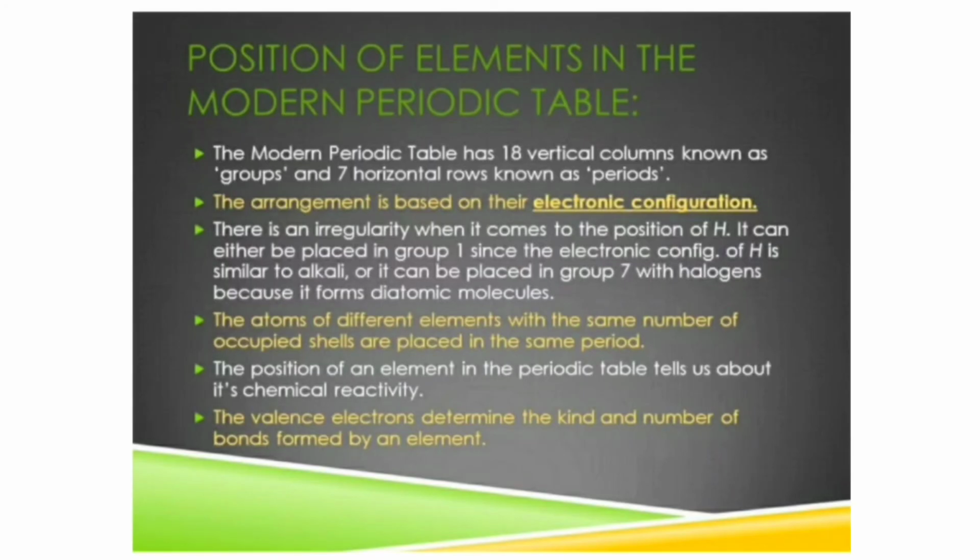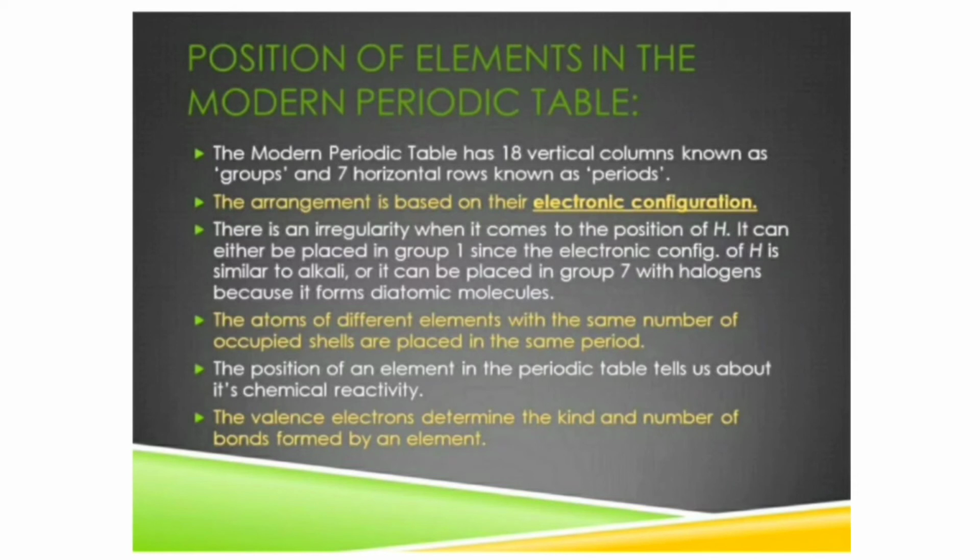Position of elements in the modern periodic table. The modern periodic table has 18 vertical columns known as groups and 7 horizontal rows known as periods. The arrangement is based on their electronic configuration. There is an irregularity when it comes to the position of hydrogen. It can either be placed in group 1 since the electronic configuration of hydrogen is similar to alkali metals, or it can be placed in group 17 with halogens because it forms diatomic molecules.